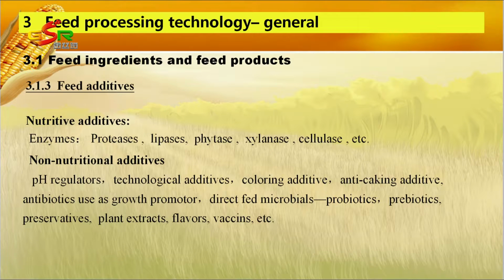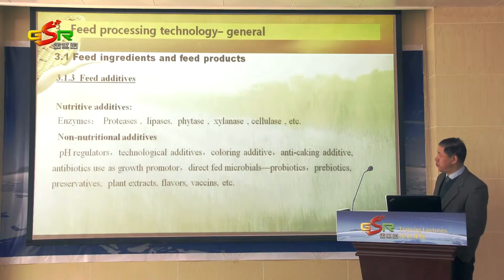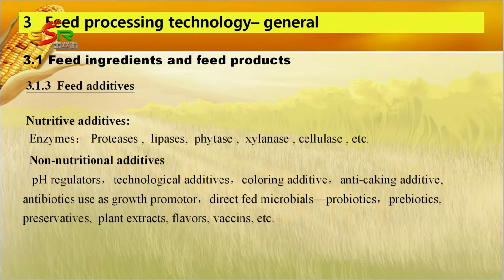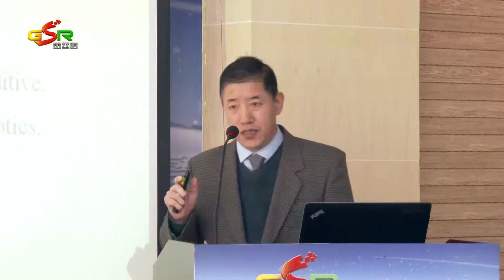For example, pH regulators, technological additives, coloring agents, and anti-caking additives. And there are antibiotics used as growth promoters, which are now gradually being reduced in use, and direct-fed microbes, that means probiotics and prebiotics, and preservatives, plant extracts, flavors, vaccines, etc. Too many kinds of non-nutritive additives can be used in animal feed.